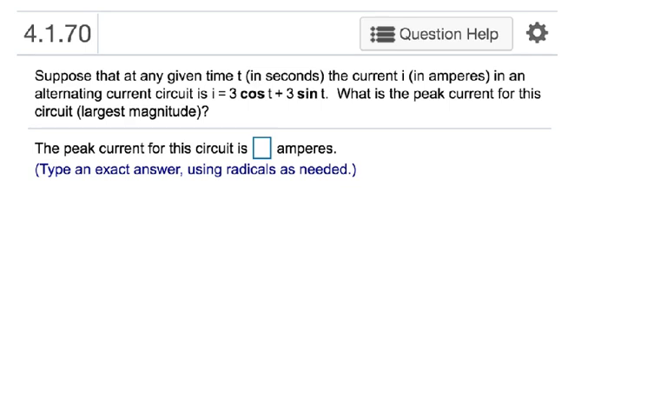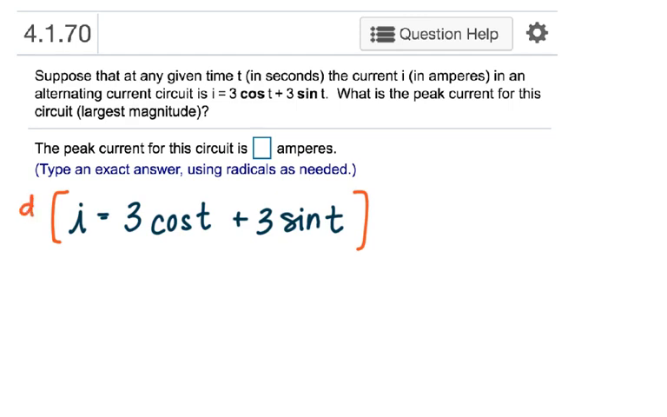The largest magnitude. So peak and magnitude, that's going to let us know it is a max. So in order for us to do this problem, we're going to need to find the derivative. So we're going to take I equals 3 cosine t plus 3 sine t, and we want to differentiate with respect to our independent variable t.